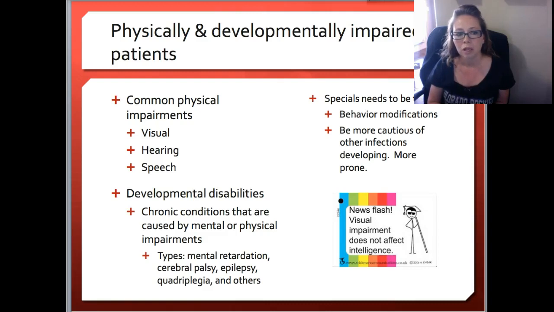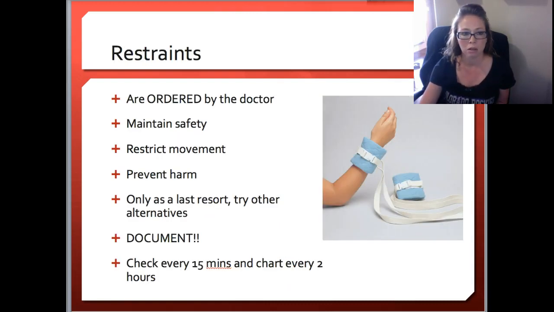So treat them with respect and give them a sense of dignity. Developmental disabilities, remember, are chronic conditions that are caused by mental or physical impairments, and I just listed some types right below that. With all of the special needs, change your behavior with them, and make sure that you're being respectful. Also, be more cautious. Follow standard precautions, wash your hands, and help them not get an infection if they're more prone to that.